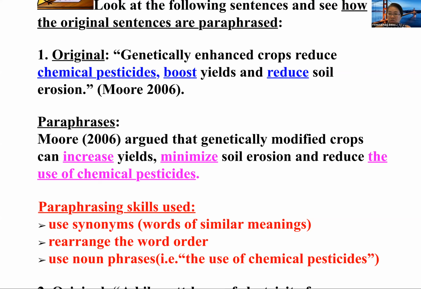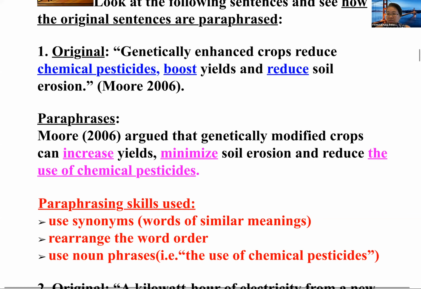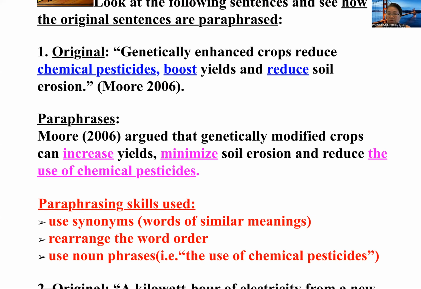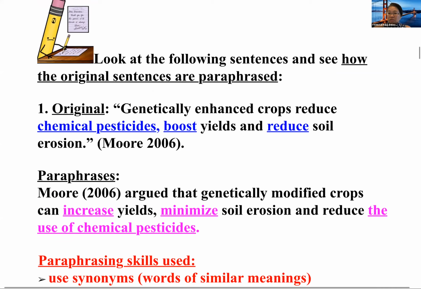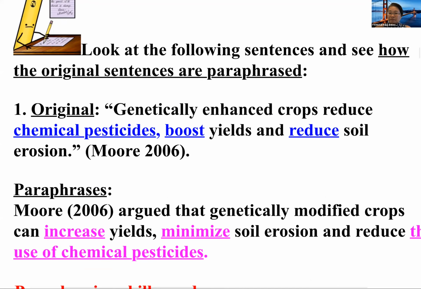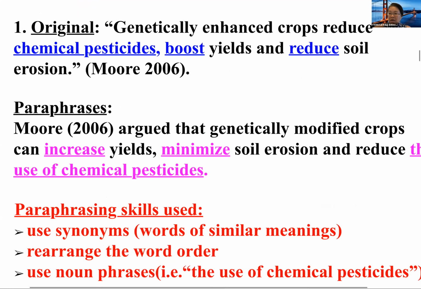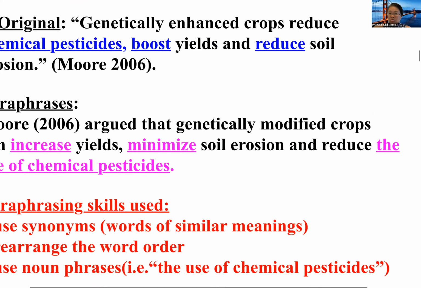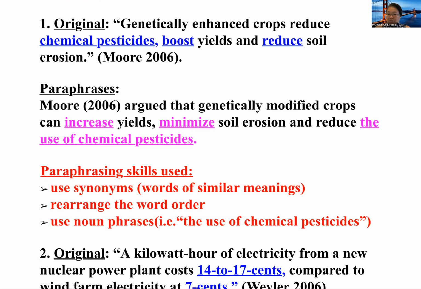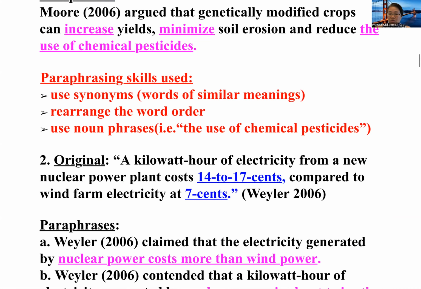And another thing you can do is the noun phrase. So what is the noun phrase? The noun phrase is like the use of chemical pesticides, all right? So instead of using reduce chemical pesticides here, reduce chemical pesticides is a verb and the noun. You make it as a noun phrase, the use of chemical pesticides, okay? So these are the things that you can do. Okay, now let's move on to look at the second one.